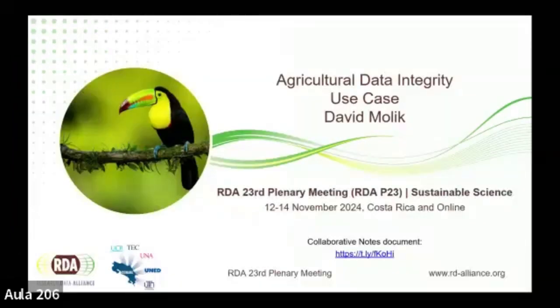My name is David Mollick. I'm a computational biologist and principal investigator for the United States Department of Agriculture Agricultural Research Service. I work for a unit called the Arthropod-Borne Animal Disease Research Unit, which principally looks at how insect vectors are spreading disease in animal populations.